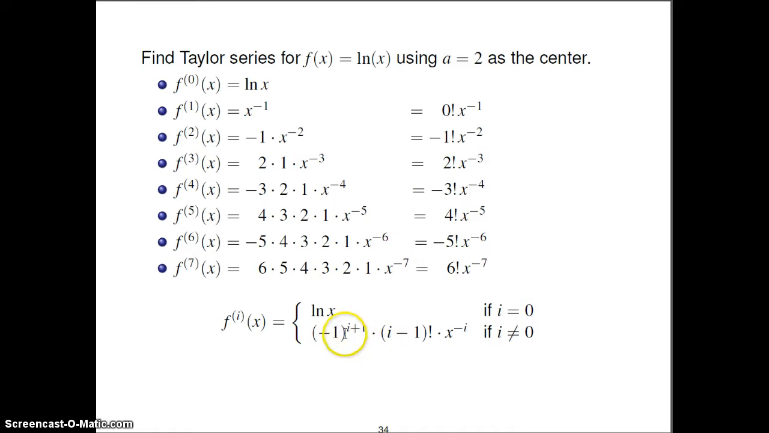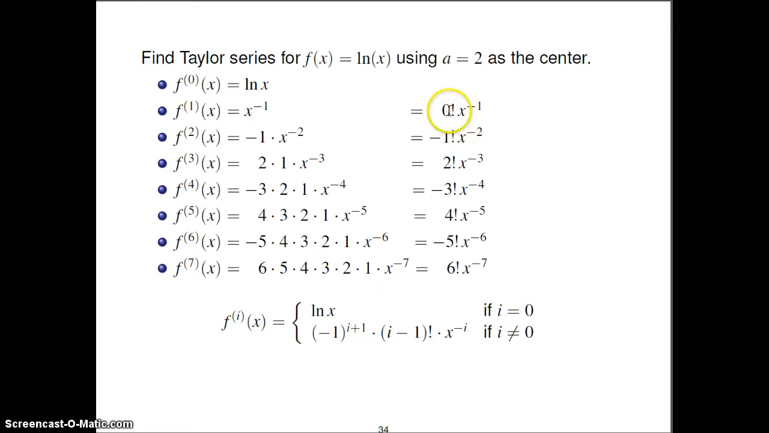That didn't quite seem to work. I just tried -1 to the ith first, but then realized, well, when i is 1, if you just had an i there, you'd have a negative, but we actually want a positive in that case right here. So that's why there's an i plus 1. You could also use i minus 1, doesn't matter which.